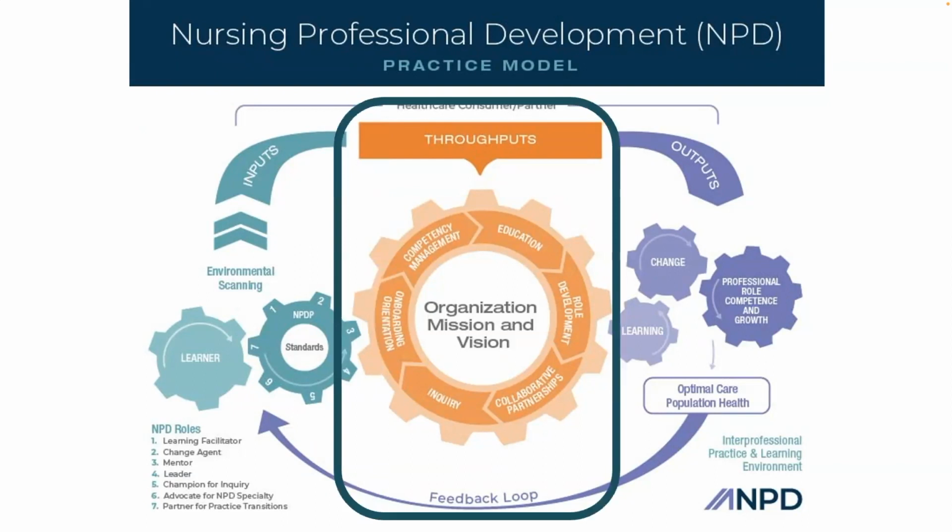The throughputs of the NPD practice model, sometimes called the Big 6, is where we mobilize the processes of our work.